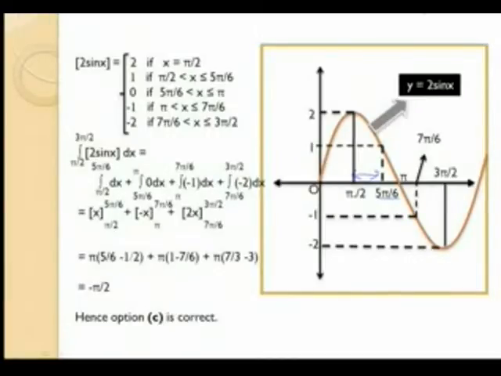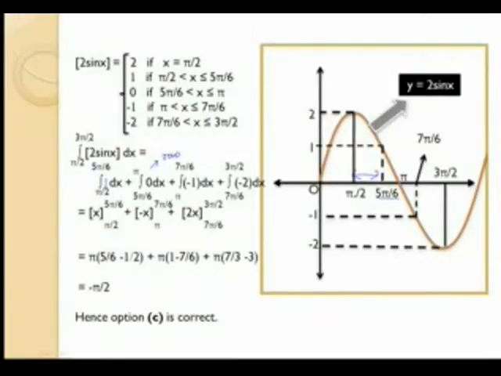So we can write this expression as equal to, we can split this entire interval of pi by 2 to 3 pi by 2 as equal to the integral of 1 into dx from pi by 2 to 5 pi by 6, plus the integral of 0 times dx from 5 pi by 6 to pi, plus the integral of minus 1 into dx from pi to 7 pi by 6, and the integral of minus 2 times dx from 7 pi by 6 to 3 pi by 2. Now the integral of dx is x, hence we get this as x from pi by 2 to 5 pi by 6. The integral of this is equal to 0.